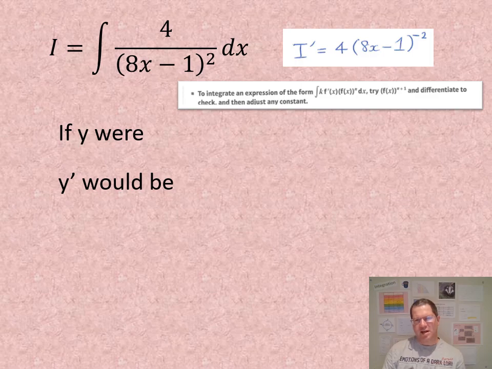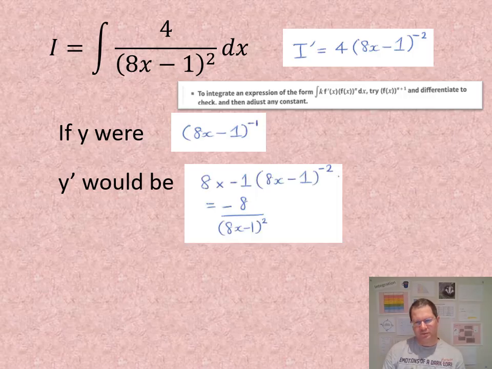The differential of that is 8, so we have got some multiple of the differential of 8x minus 1 there. So if I add 1 to the index, I get 8x minus 1 to the power of minus 1, and that is what I am going to start from. And I'm going to differentiate it, see what happens. So using the chain rule, I'm going to be multiplying it by 8 and minus 1, and the index will drop to minus 2. So y dash will be negative 8 over 8x minus 1 squared.